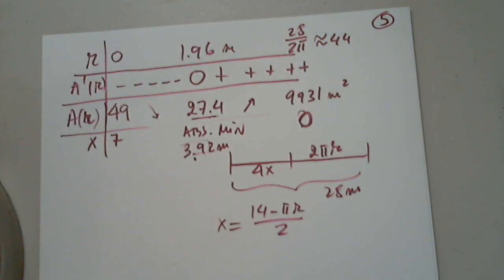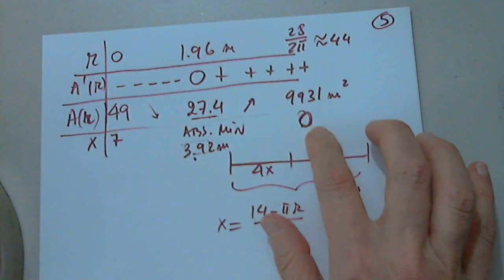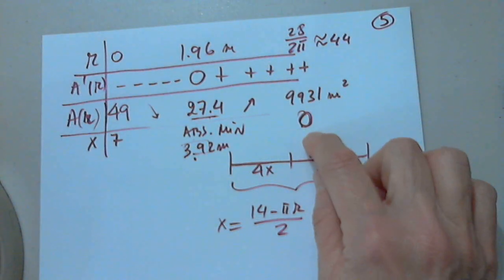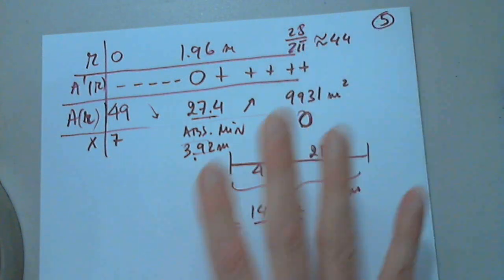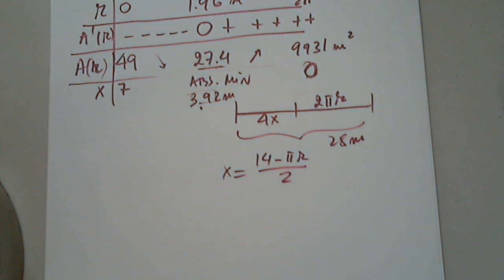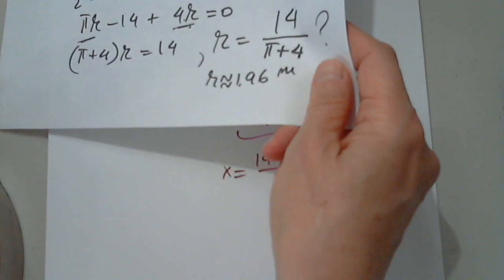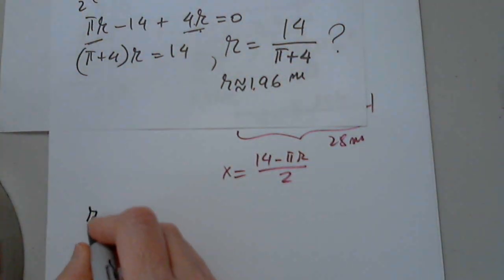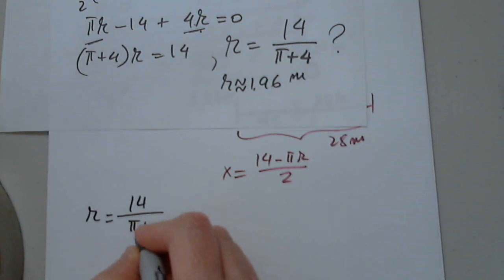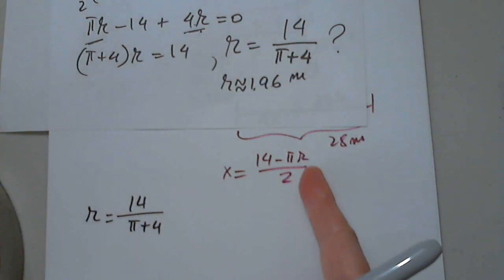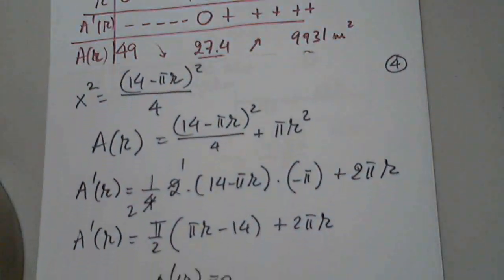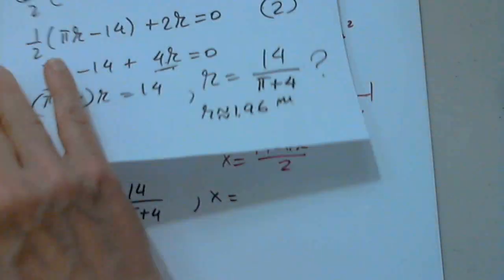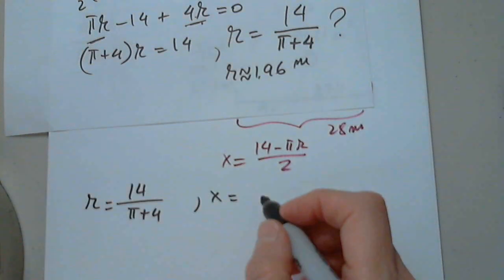Okay, hold on. So the first answer is correct, right? You put 0. Yes. Okay, that's okay. So now, because they didn't specify, it means that they want the exact x. So we have r equals 14 over pi plus 4. We have to plug it in, because this was that 1.96. I didn't know they didn't want any decimals. Sorry about that. So let's take a look.